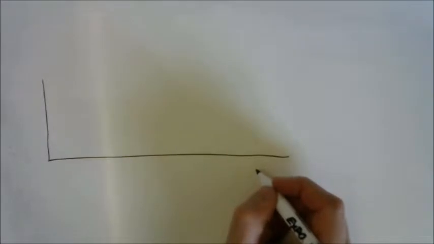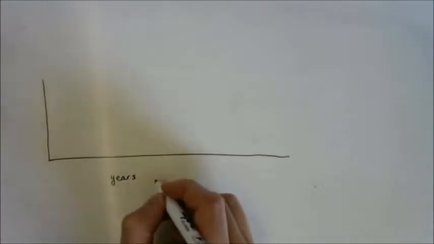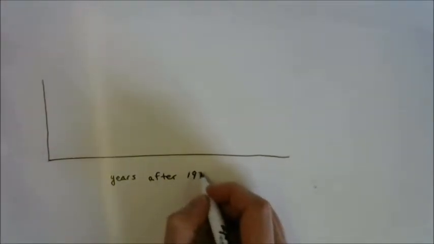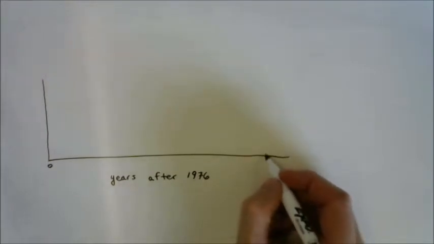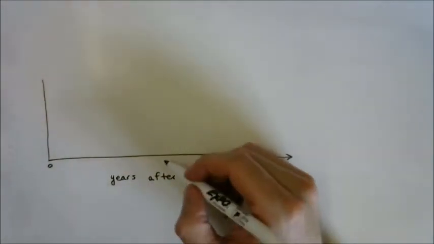Time is always the independent, so this is going to be years after, what's the first year that it starts in our data? Starts in 1976. So this will be years after 1976. Start at 0, and we need to be able to go all the way up to 2005, which is about 30 years after. So we're going from 0 to 30. So go ahead and split up your horizontal axis into a scale that allows you to go from 0 to 30.